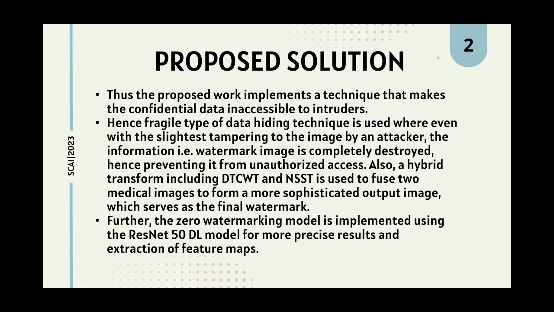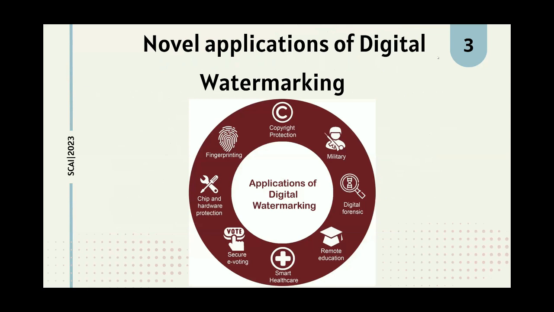What is happening here is that we are securing the medical images. In the first step, we take two medical images, perform fusion on them, and convert them into one single image. Then on that single image we do various processes like hashing and everything, which will come in the upcoming slides, showing how we are going to secure it. Further, the zero watermarking model is implemented using the ResNet 50 DL model for more precise results and extraction of feature maps.